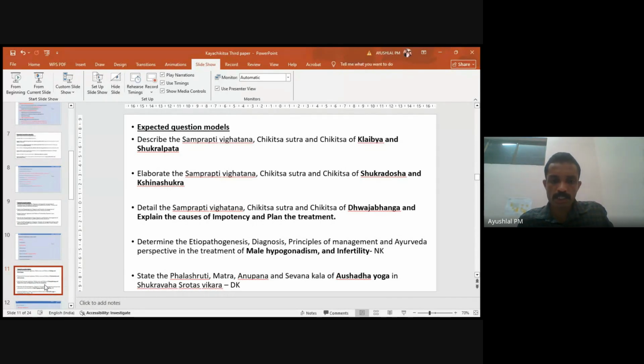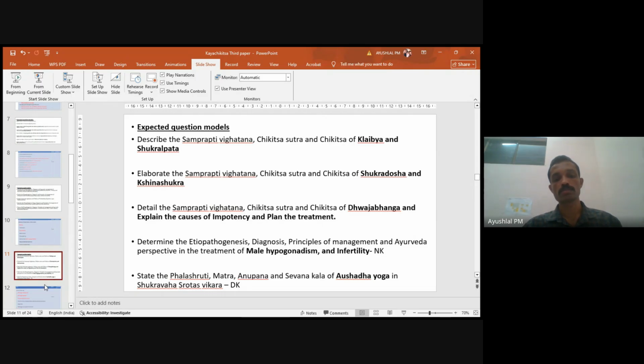State the Phalashruti, Matra, Anupana, and Sevana Kala of the yoga and Shukravaha Srotas Vikara. This is also not an important point. Still, you should know some of the medicines that can be given in Shukravaha Srotas as single drugs as well as combination formulations. Whenever you are studying each Srotas, you should know some of the medicines with Phalashruti, Anupana, and Matra. For every Srotas, you should note down medicines.